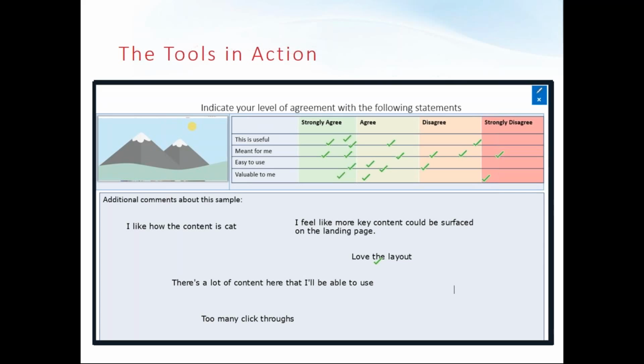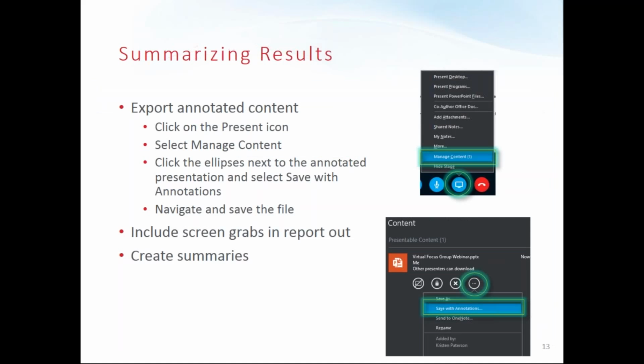So we've done this on a number of slides, and we're done with our focus group, and now we're getting ready to summarize our results. The great thing about Skype for Business and the annotated content is it's very easy to export it. You'll get a screenshot of everything that has been put on those virtual whiteboards, and then you'll be able to just include screen grabs in your report out and write some summaries around it. It's really easy. You just click on the little monitor icon like you were presenting content.